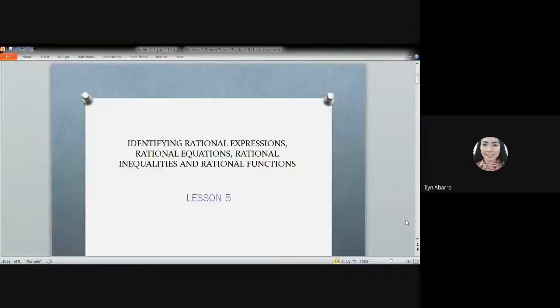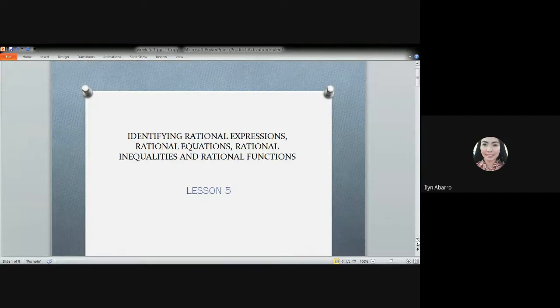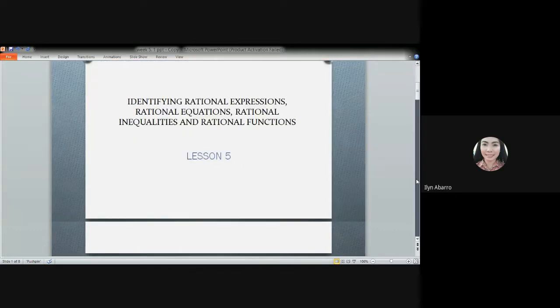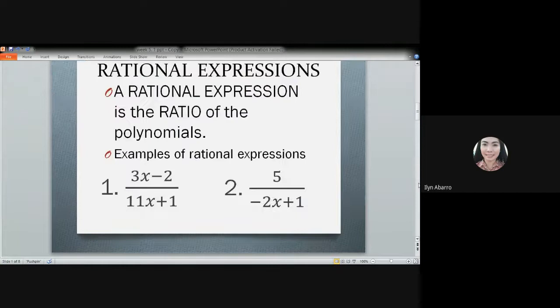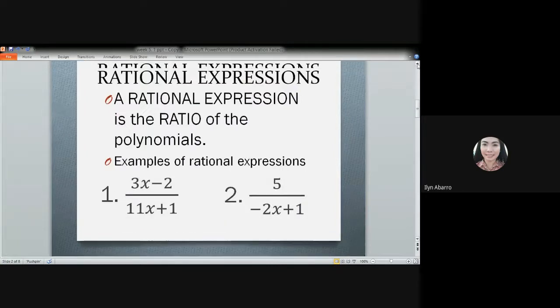Lesson 5 is identifying rational expressions, rational equations, rational inequalities, and rational functions. Okay, so let us start by defining what is a rational expression.